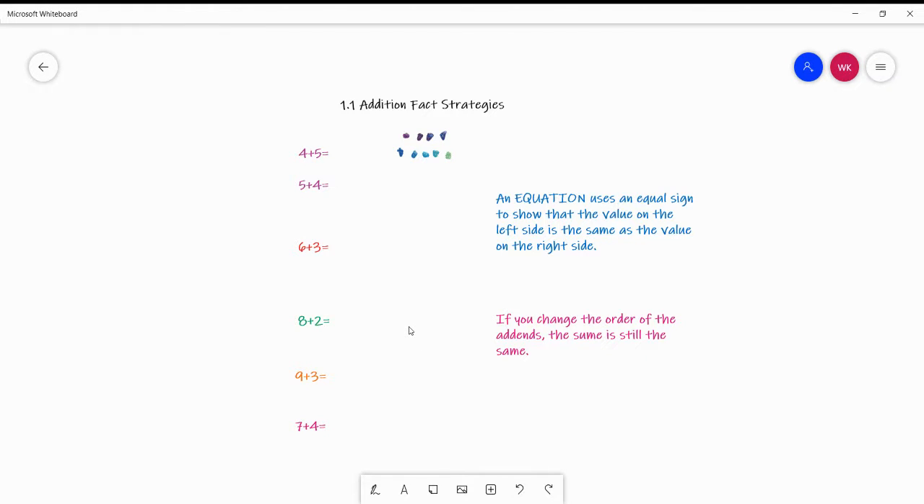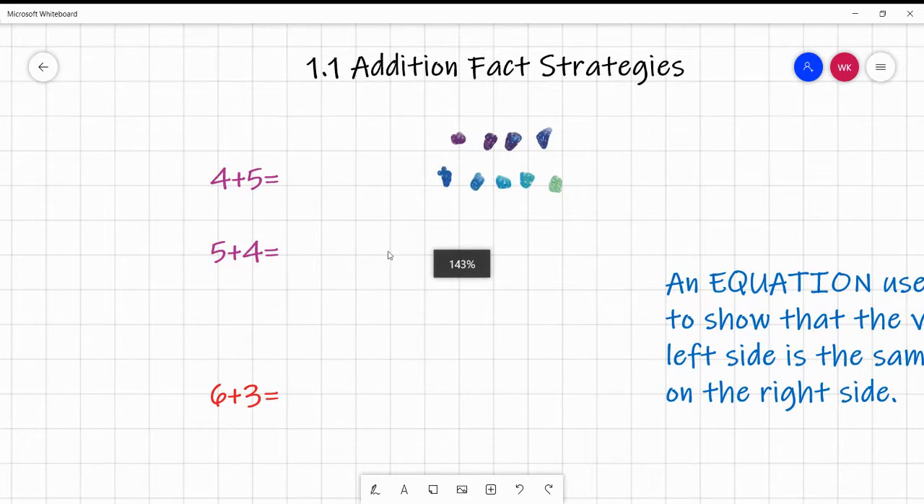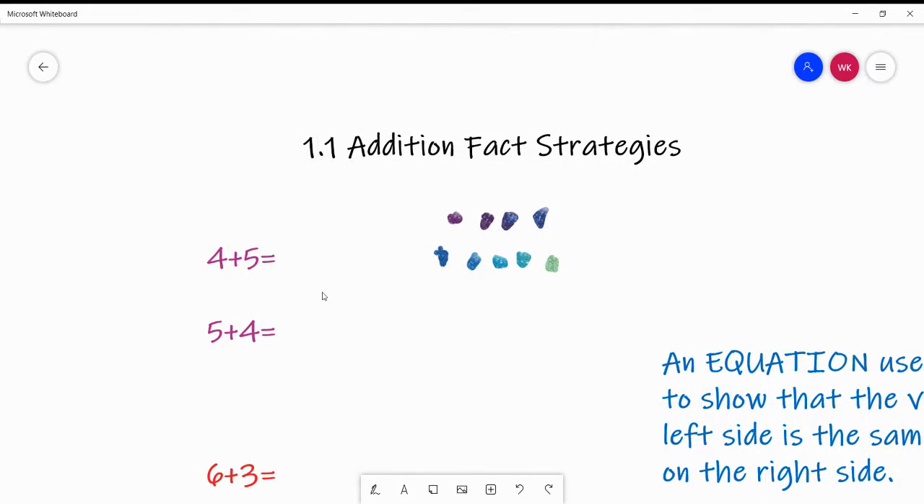Hello, so this is lesson 1-1, addition fact strategies. So we are going to start with 4 plus 5. I want you guys to write down 4 plus 5. And it's always easier to draw it out.